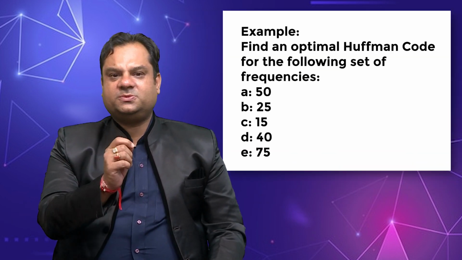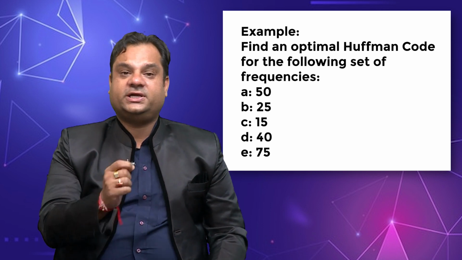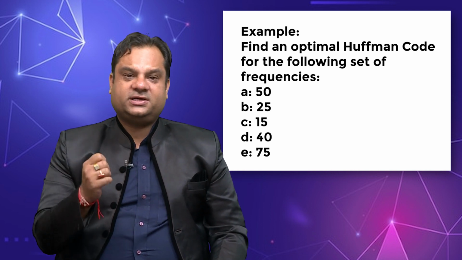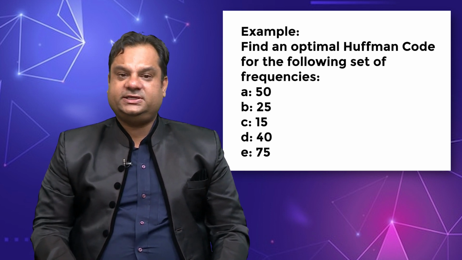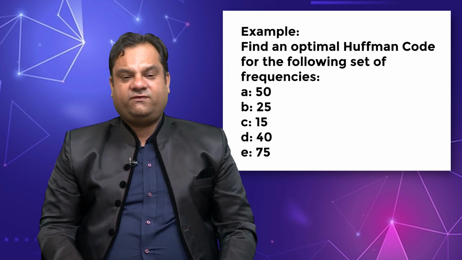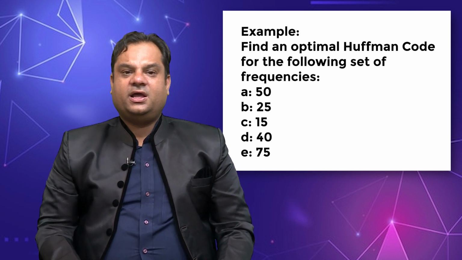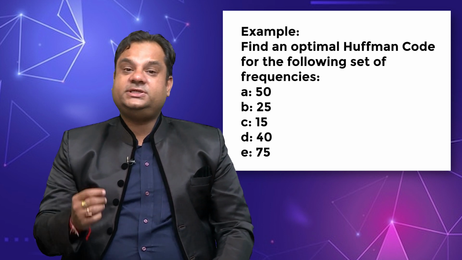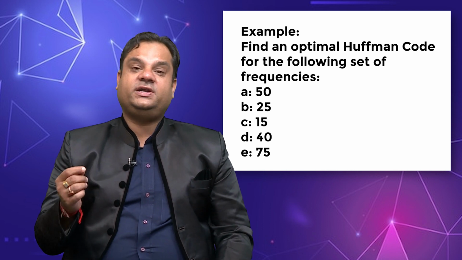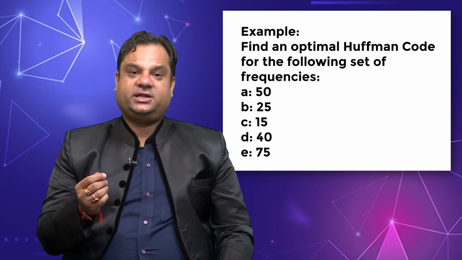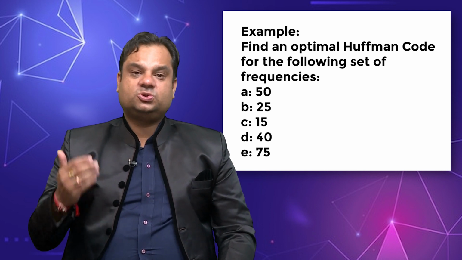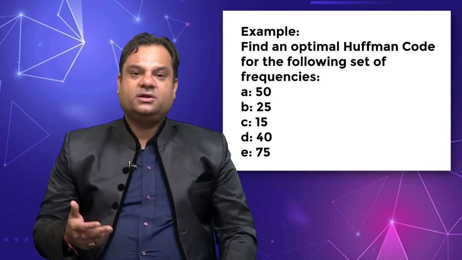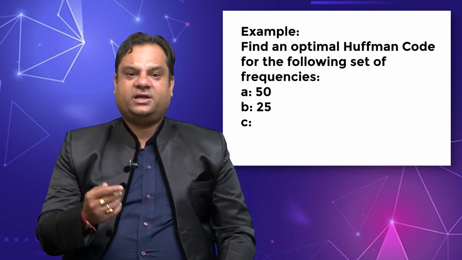So, find the optimal Huffman code for the following set of frequencies. Here we take 5 characters: A, B, C, D and E, and the frequencies are: A is 50 times, B is 25 times, C is 15 times, D is 40 times and E is 75 times. These are all the characters, and they will be used to generate a string with these frequencies. So we take this example, and I will show you how we generate it.